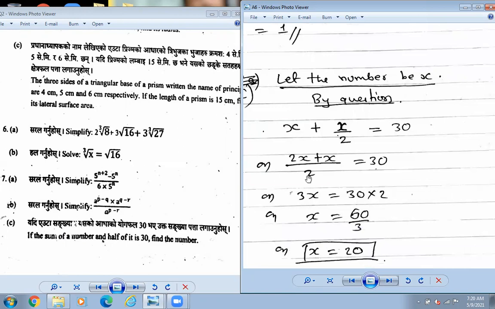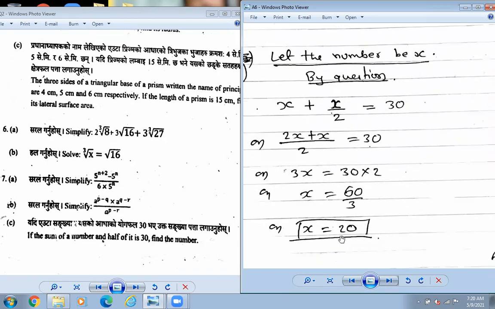So let us take the LCM. 2 will be the LCM, so 2 will multiply this side, so 2x plus x, divided by 2. 2 will multiply this side, it becomes 60, and 2x plus x becomes 3x. So when 3 goes this side, it will be divide side. So 60 divided by 3 becomes 20. So the number is 20. Checking: 20 plus half of 20, which is 10, 20 plus 10 is 30. It works out this way.